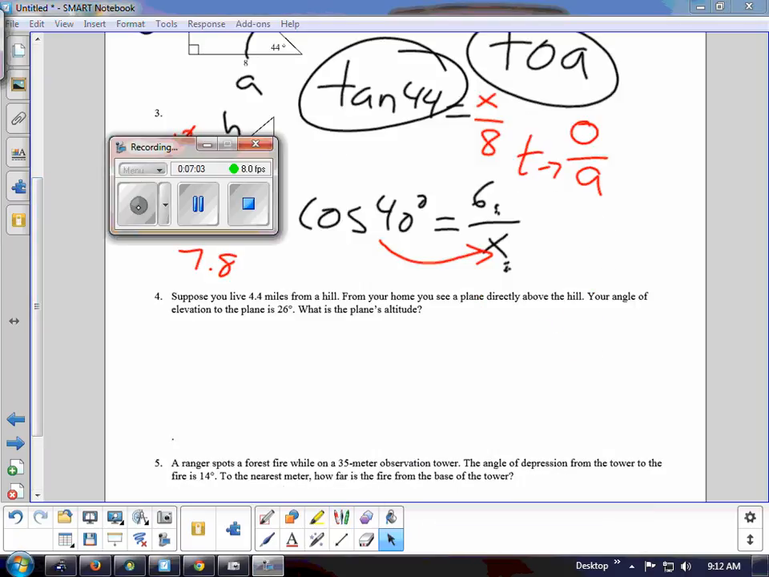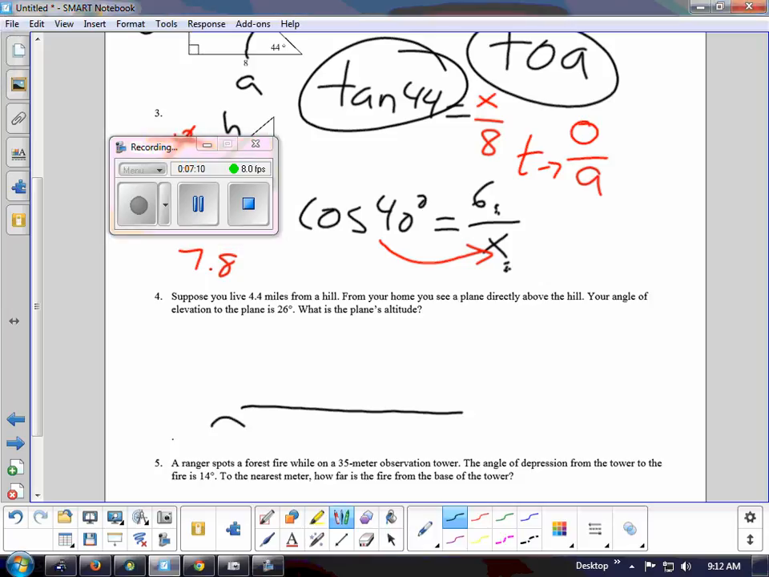Number 4. Suppose you live 4.4 miles from a hill and you have a house. So there's a hill here and you have a house. And there's a plane. From the house, you see a plane directly above the hill. Your angle of elevation to the plane is 26 degrees. What is the plane's altitude? So you live 4.4 miles away. You're looking up at a 26-degree angle.